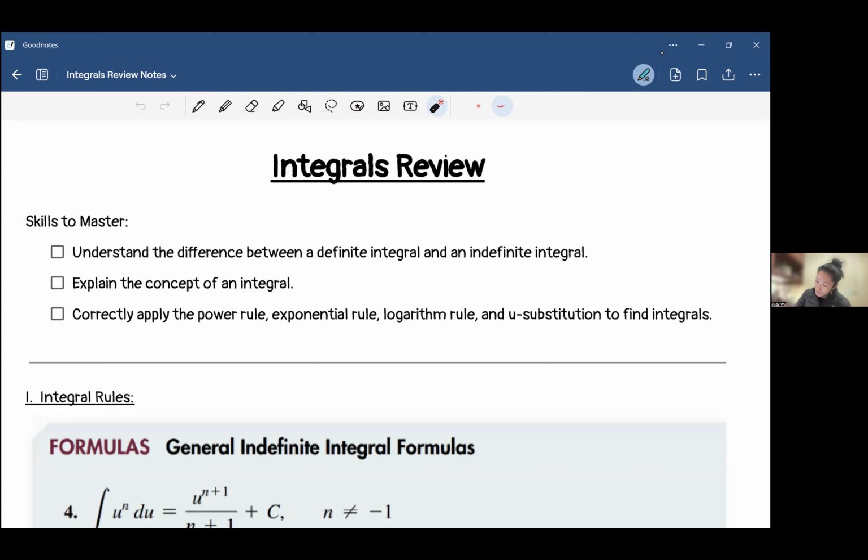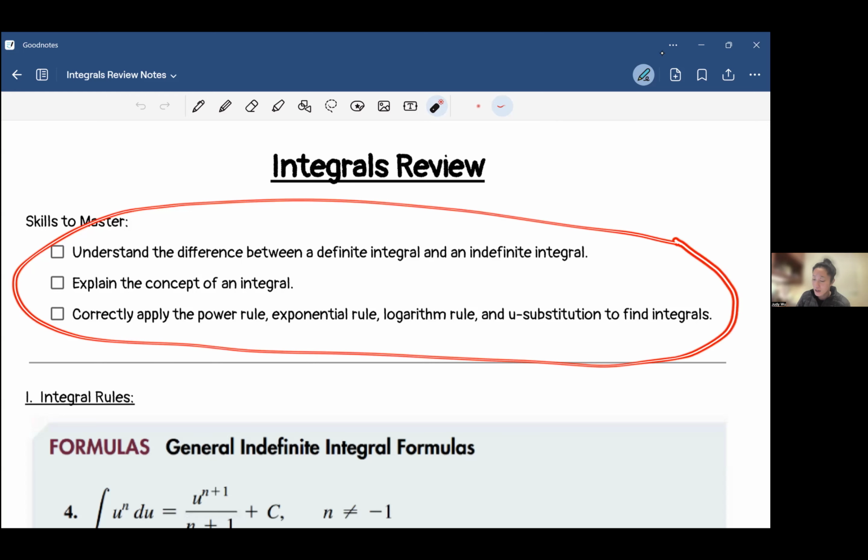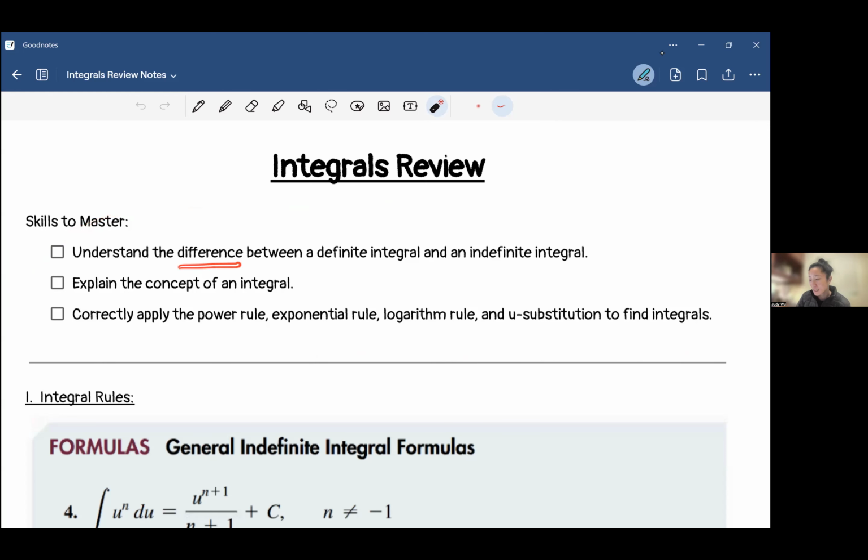All right, integrals review. Skills for us to master. I really want us to understand the difference between a definite integral and an indefinite integral. I want us to be able to explain the concept of an integral, like what is it that we're finding? And lastly, I want us to correctly apply the power rule, exponential rule, log rule, and U substitution.